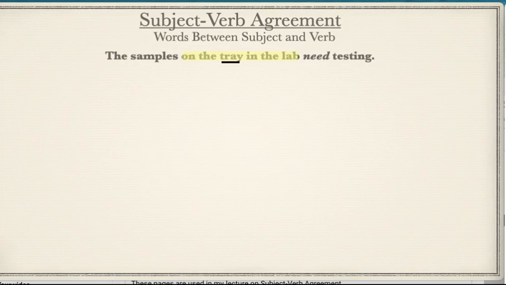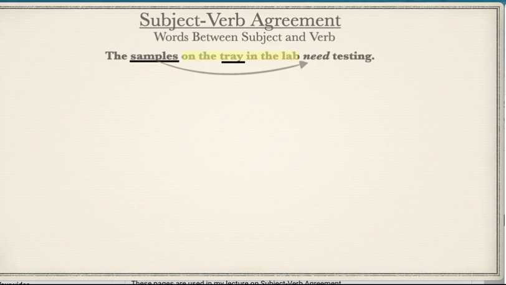And they may contain a noun within them that can first appear to be the subject, which then causes confusion regarding subject-verb agreement. But the point is that by mentally stripping away these modifiers, you can isolate the noun that is in fact the subject. In this case, the noun is samples, and the verb is need. The samples need testing. The words on the tray in the lab are simply modifiers of that subject, samples.